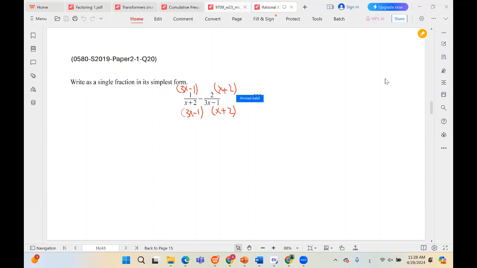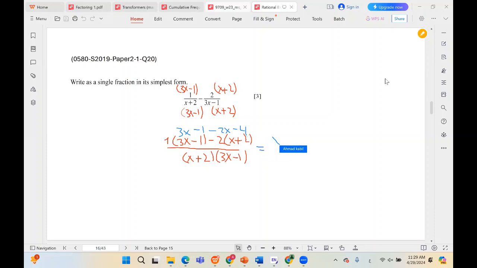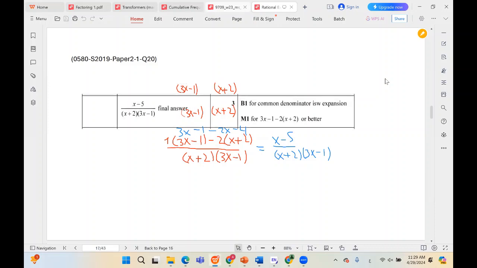So our equation becomes 1 times 3x minus 1 minus 2 times x plus 2 over, and the common denominator here is x plus 2 times 3x minus 1. And then we simplify. So this becomes 3x minus 1 minus 2x minus 4. And this will equal x minus 5 over x plus 2 times 3x minus 1. And this is the correct answer here.